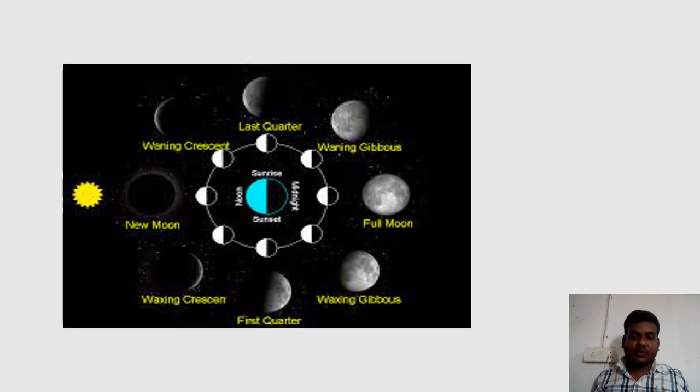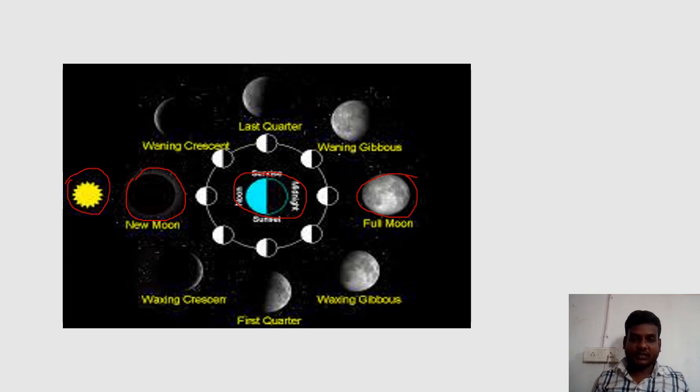Here, the moon is when the sun. This is the sun. This is the earth. You can see the moon rotating around the earth, but when the moon comes between the sun and earth, it blocks the sunlight. We also call this new moon. And when we change it to here, we call it full moon.